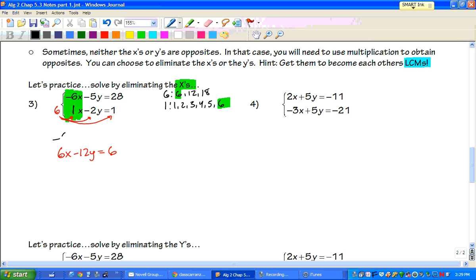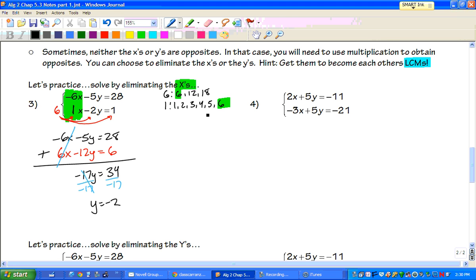Okay, now we didn't do anything to the top, so the top stays the same. Okay, and now we go through and cancel. So the x's cancel right away. You get negative 17y equals 34. And now we have to divide by negative 17. Y equals negative 2.